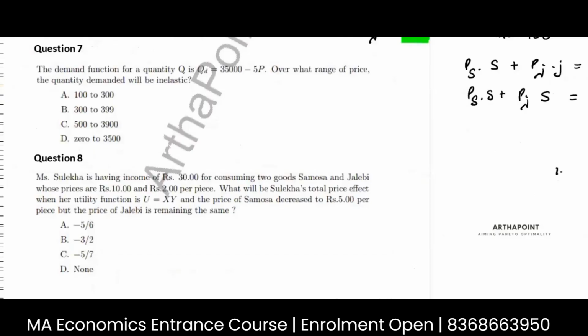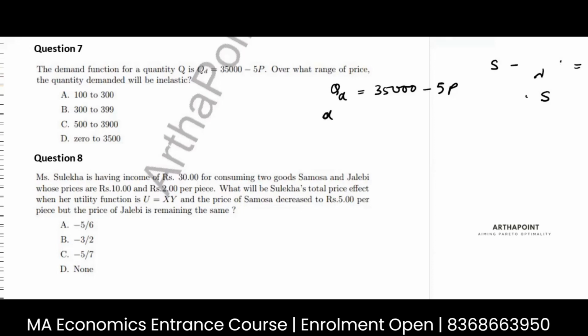A demand function for a quantity is given to you. Over what range of prices will the demand be inelastic? So let's find out what my demand function is. Quantity demanded is 35,000 minus 5p. So what will be the elasticity of demand?